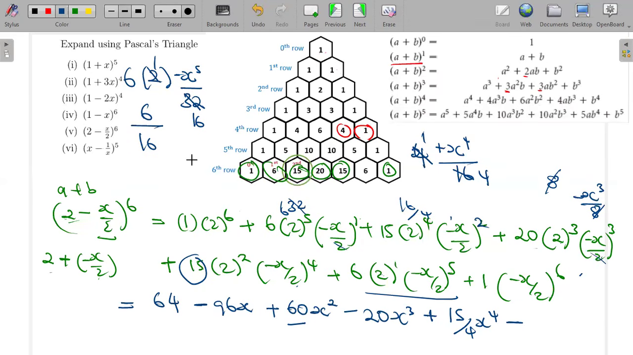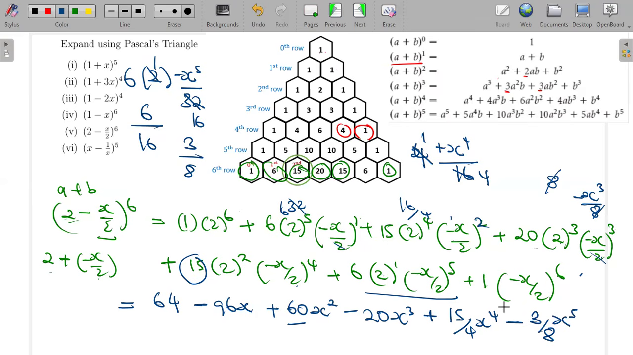But what is 6 over 16? This 6 over 16 can just be reduced. 2 in 6, that is 3. 2 in 16, that is 8. So you have 3 over 8 like that. And then you have x to the power 5, which is there.